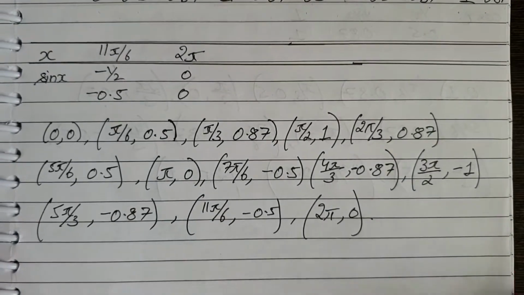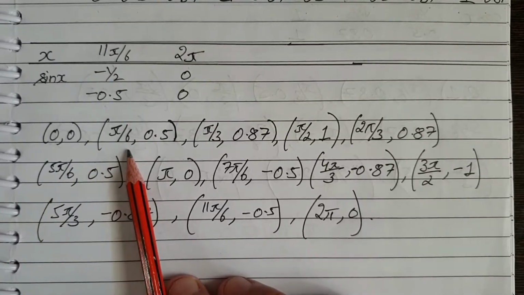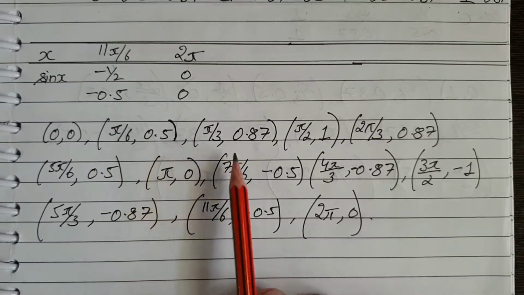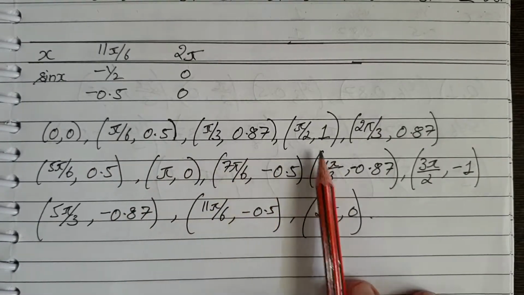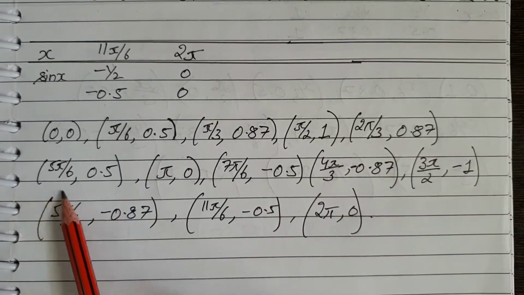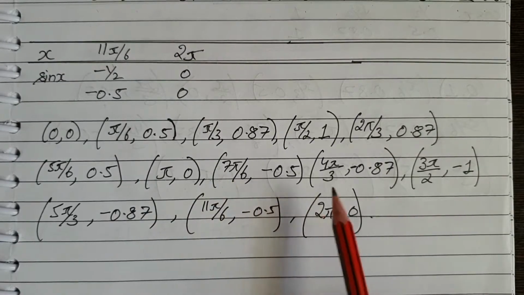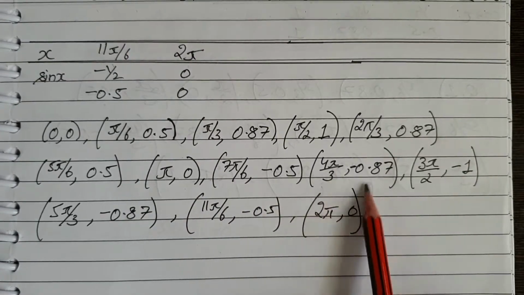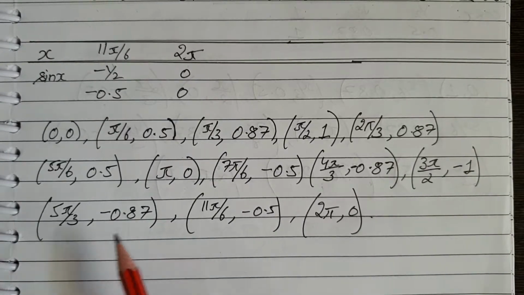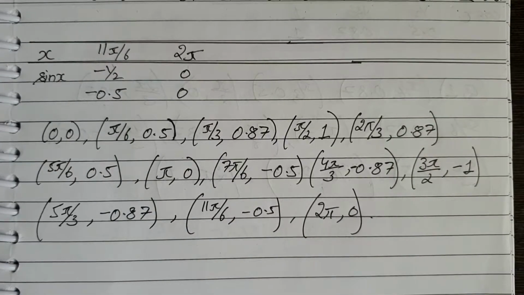Now, you can see the coordinates: 0, 0, where, as we know in the coordinate axis, the first term is x. So this is pi by 6, 0.5; pi by 3, 0.87; pi by 2, 1; 2 pi by 3, 0.87; 5 pi by 6, 0.5; pi, 0; 7 pi by 6, minus 0.5; 4 pi by 3, minus 0.87; 3 pi by 2, minus 1; 5 pi by 3, minus 0.87; 11 pi by 6, minus 0.5; 2 pi, 0.